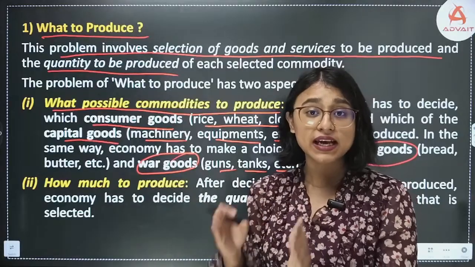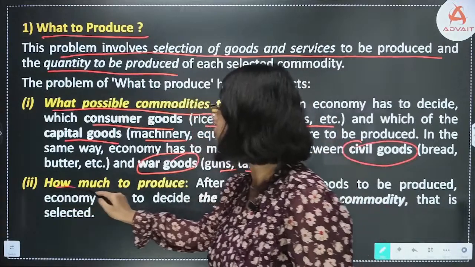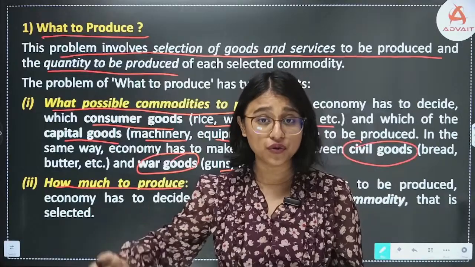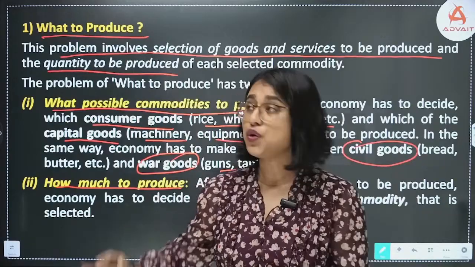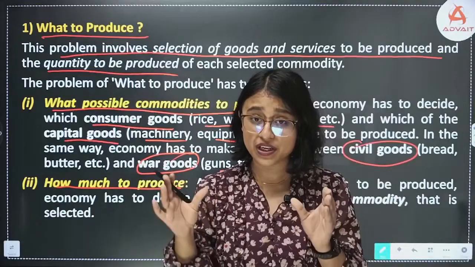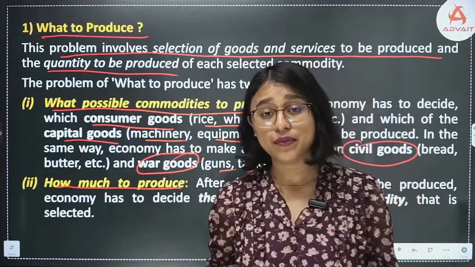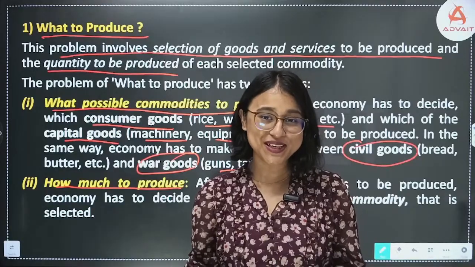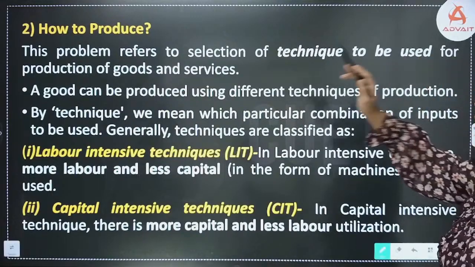And after selecting what type of goods we will be producing, the next is how much to produce. How much of the selected quantity of good will be produced in the economy is the next question. So, the problem of what to produce involves not only what possible combination of the commodity that will have to be produced, but also what quantity of that commodity will have to be produced in the economy. I hope this much is clear with you. Let's understand the next problem of how to produce.